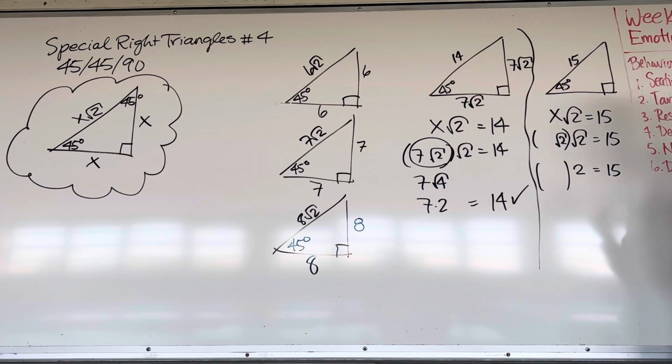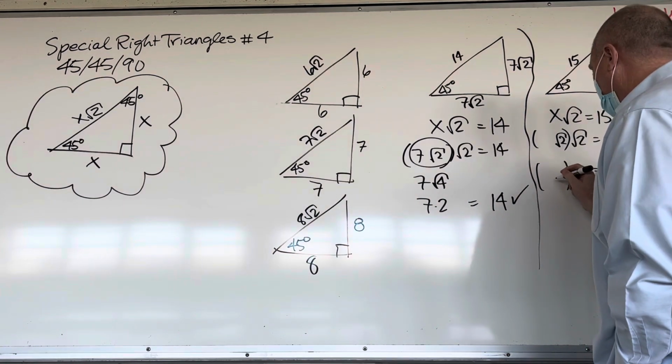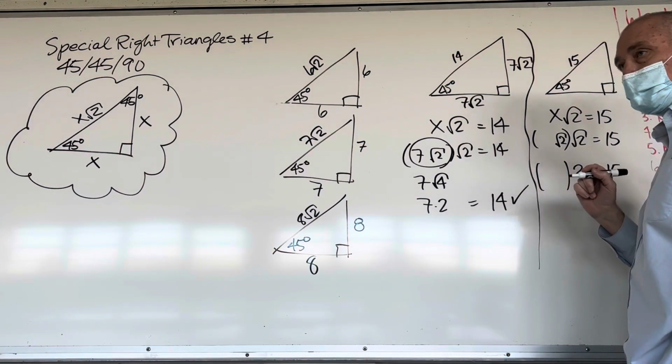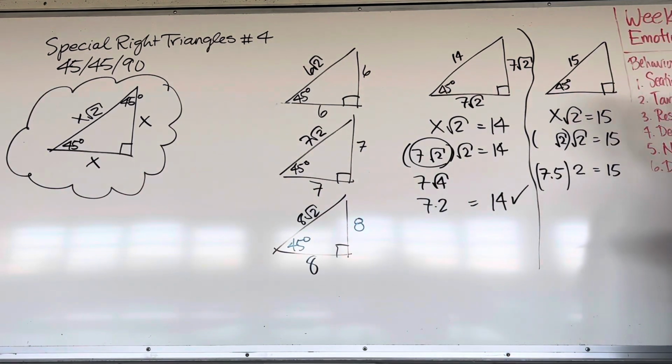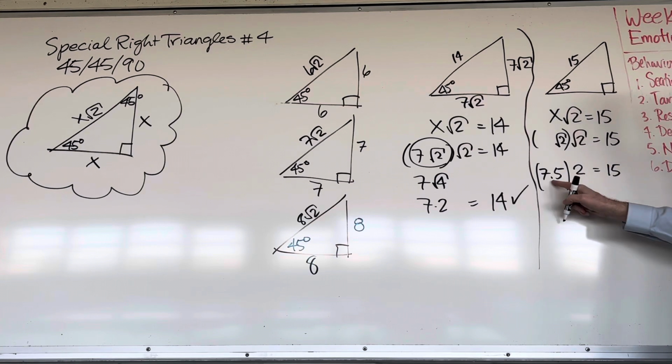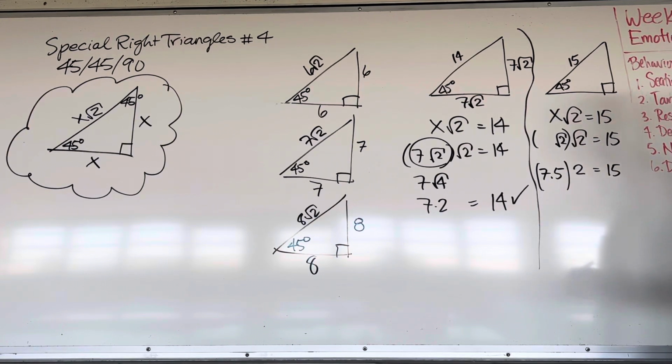7.5. Because 7.5 would be 14 plus 1, which is 15. I don't want to drop a decimal in. Sorry, I said it wrong. I don't want to drop a decimal in. I'd rather drop a fraction into this.